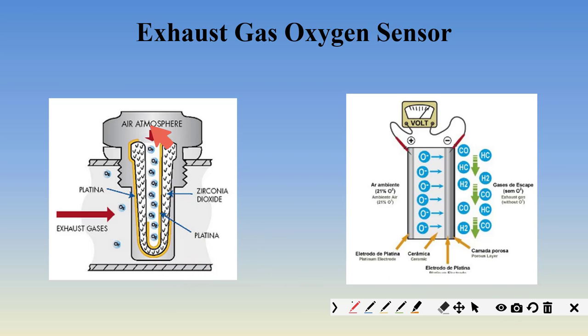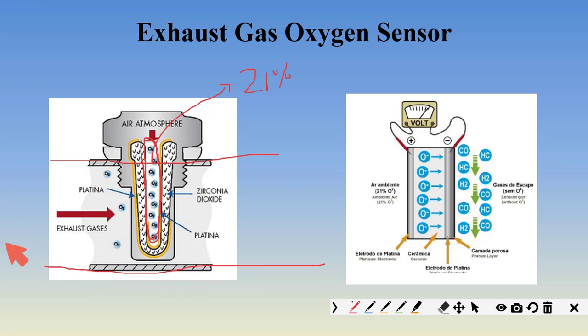What happens? The inner part is open to atmospheric air. What is the concentration of oxygen in atmospheric air? 21%. So the concentration of oxygen on the inner side of your ceramic material is how much? 21%.